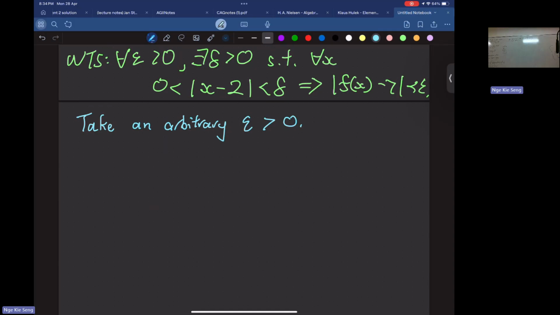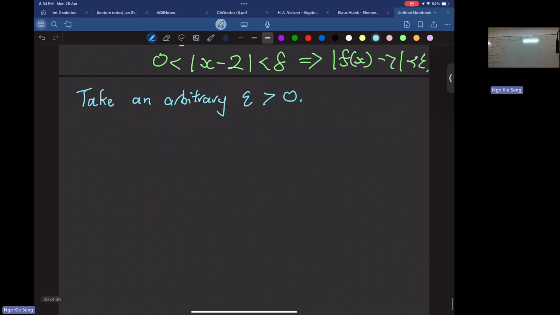So what's the condition that you need to satisfy to find this delta here? What's the end goal? Okay, improving, you need to ask about your end goal. Where's your destination? What's your end goal? What does it need to satisfy? Which thing? Spell it out. So your end goal is absolute value of f(x) minus 7 less than epsilon.